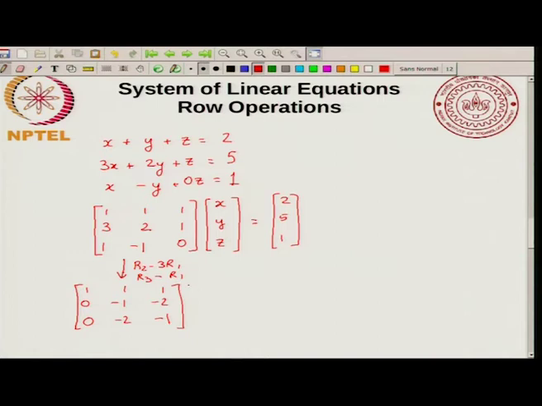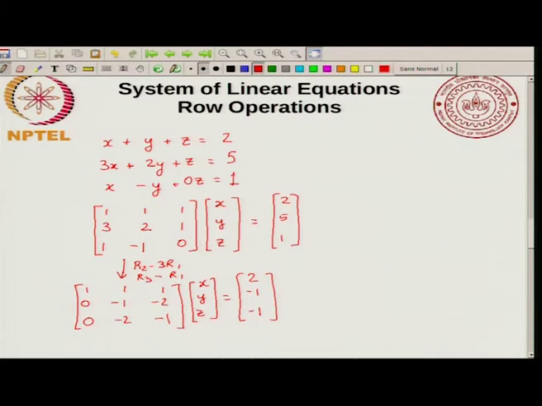I did this on the left hand side, so I have to do the same thing on the right hand side. I will leave the 2 as it is. Now, 5 minus 3 times 2 is minus 1, and 1 minus 2 is minus 1. So I get this equation. What I did is just some subtraction of the equations, and I got this. Now, notice that I have two zeros here.